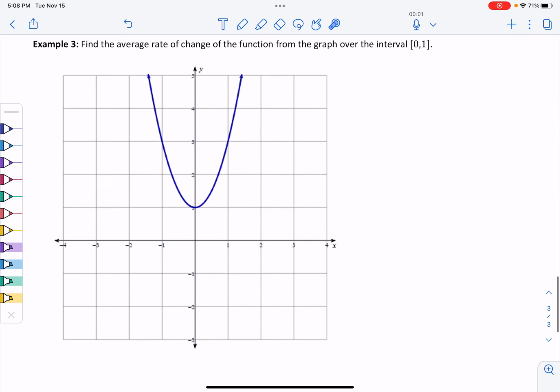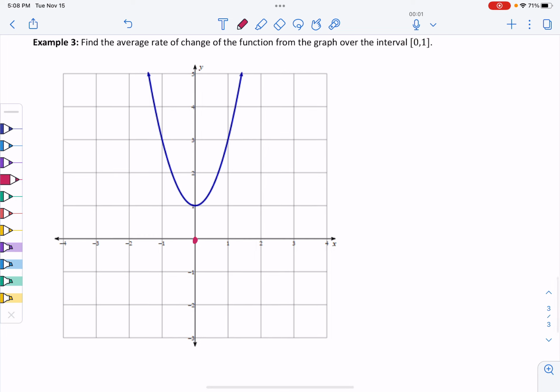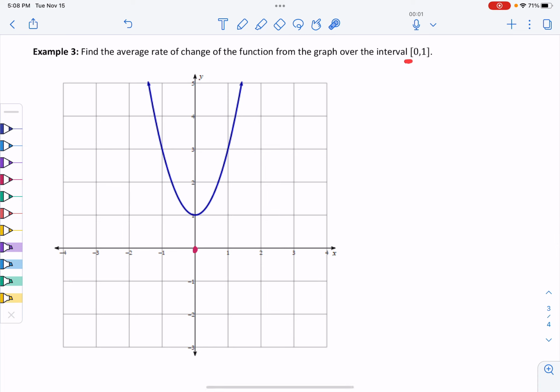Yes, I do. So find the average rate of change of the function from the graph over the interval 0 to 1. So here we don't have the function, but we do have the graph. So this interval 0 to 1, remember this is always the x values. So the interval we're looking at here is from 0, which it is included because of the closed bracket, to 1. Now with average rate of change, it doesn't always matter that it's included or not. It's going to have the same average rate of change, but it's always good to remember that.